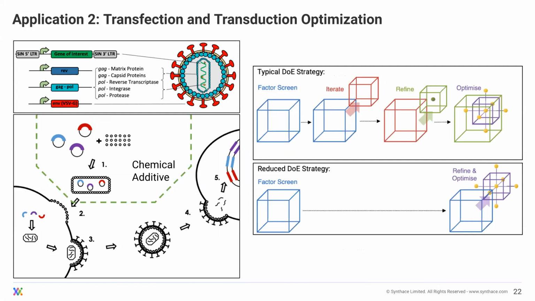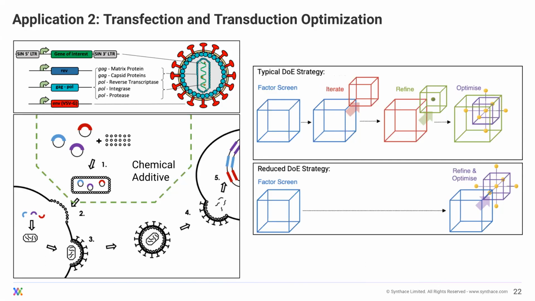But the way they were trying to do that was actually by optimizing the transfection conditions that give rise to the production of the viral vector that they then use to do the transduction step downstream. And so the sorts of factors that they were looking at were the various different DNA components going into the reaction, the transfection reagents, and chemical additives in the system.